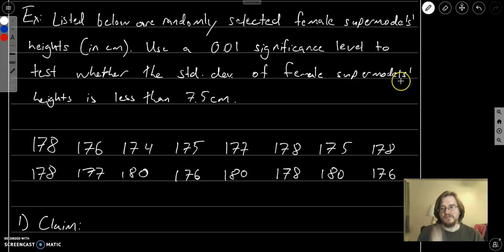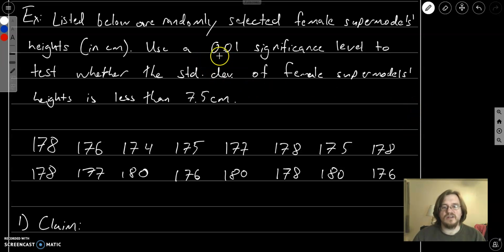This is the example from the book in this chapter. Listed below are randomly selected female supermodels' heights in centimeters, and I list them here. And then the idea is supermodels tend to be a little bit taller than the average female height in the world.